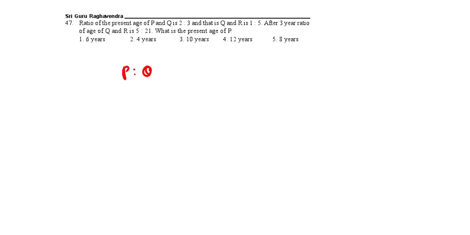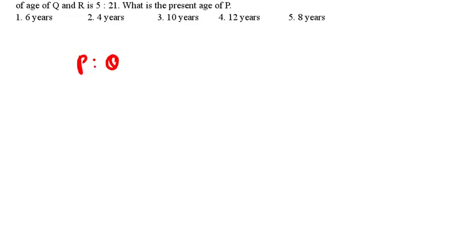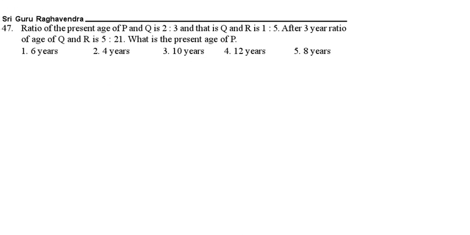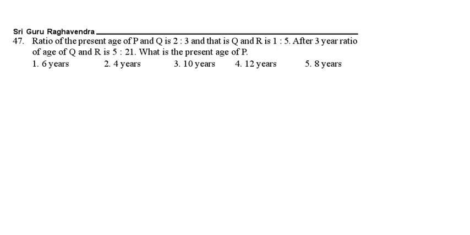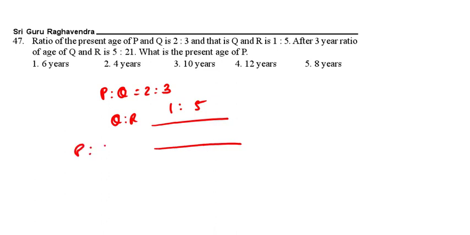The ratio of P and Q is 2:3. The ratio of Q and R is 1:5. So what is P is to Q is to R? That means 2:3:15. So P will be 2, Q will be 3 and R will be 15.